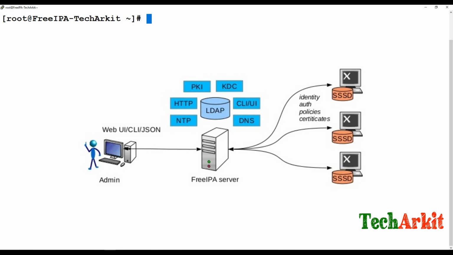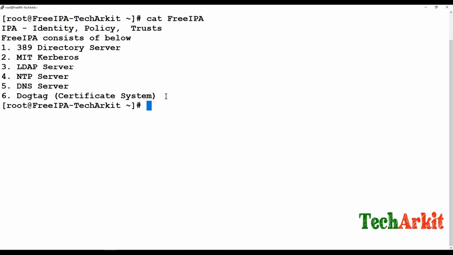So what does IPA mean? You can see this. IPA means identity, policy, trust. Identity, in the sense, manage Linux users, clients, and hosts in your realm from one central location using the CLI or maybe web UI or RPC access. Enable single sign-on authentication for all your systems, services and applications. So that's called identity management.